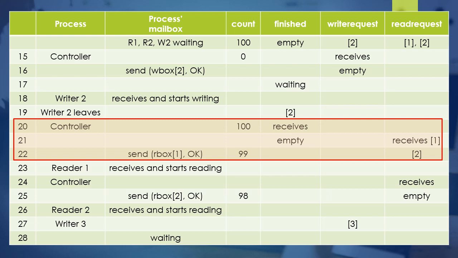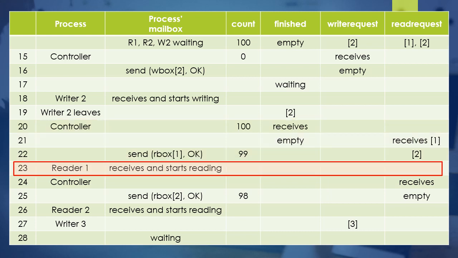Since count is greater than 0, the controller starts checking mailboxes. Finished is empty, so it proceeds to write request. Write request is empty, so it proceeds to read request. The controller receives the read request by reader 1. The controller sends an OK message to rbox1 and subtracts 1 from count. Count becomes 99. Reader 1 receives the controller's OK message and starts reading the file.